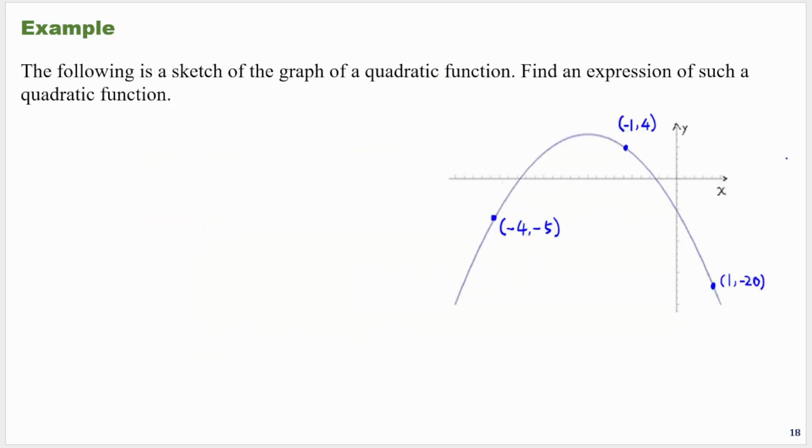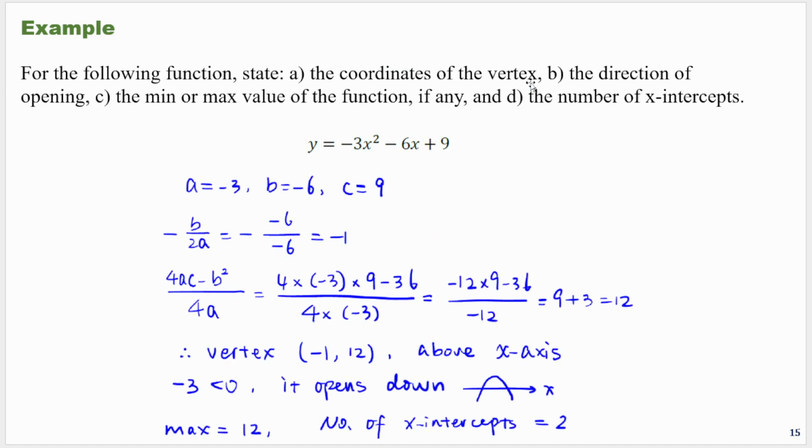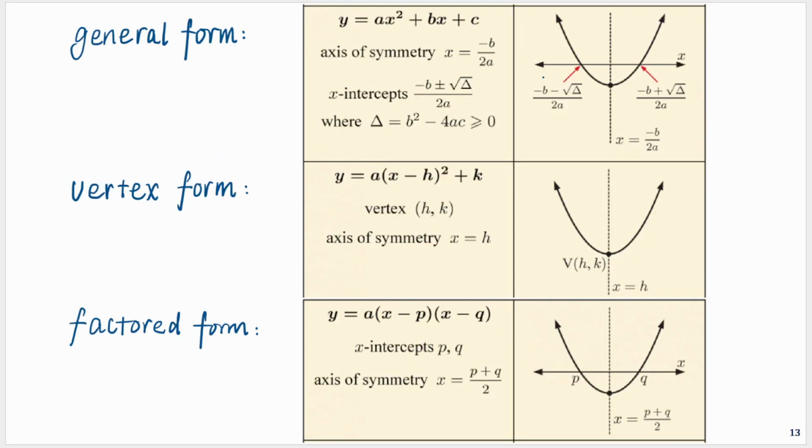First of all, we don't know the vertex, so you can't use the vertex form, right? Second, you don't know the zeros, so you can't use the factored form, right? So make sure you memorize this slide here. First understand them and then memorize all the contents here, okay? Memorization is based on understanding. Understand first and then memorize, okay?